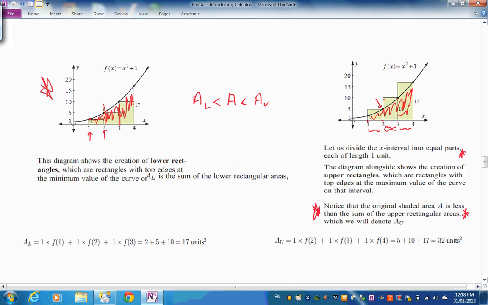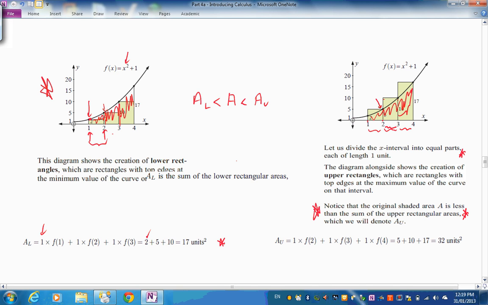Can we work out these upper and lower sums? Well, let's come over to the lower one. How would you work out this rectangle in here? Well, it's 1 unit wide, there it is there, and the height of it is given by that value there, isn't it? That's f of 1. If you substituted 1 in here, 1 squared plus 1 is 2, so it would be 1 by 2. There it is.